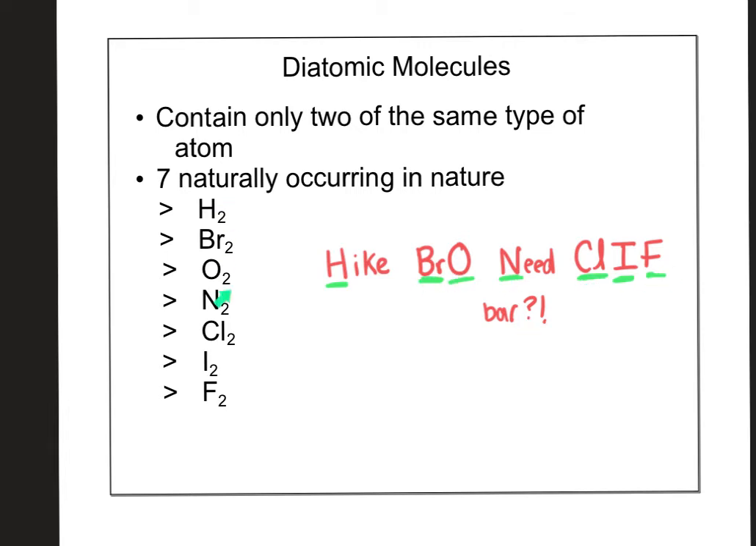And so those 7 from this phrase, H, B, R, O, N, C, L, I, and F, those are the ones that are the 7 diatomic elements. They covalently bond with themselves.